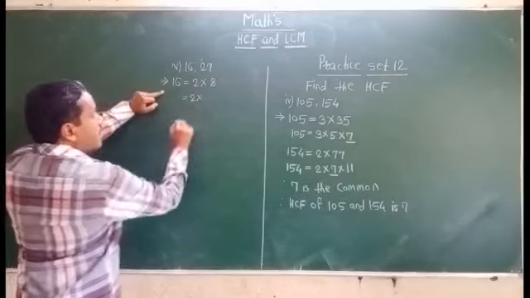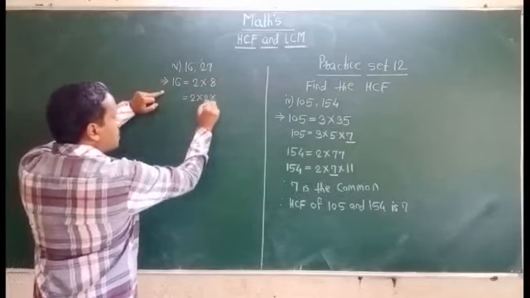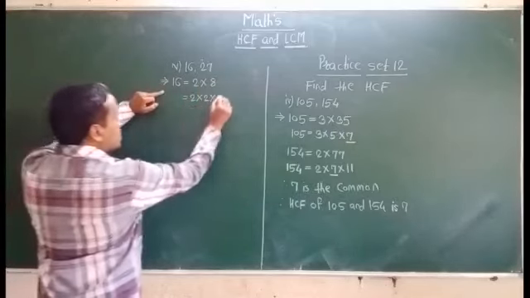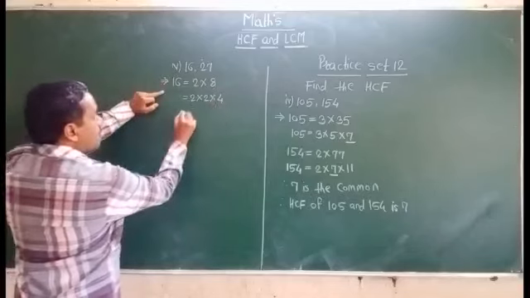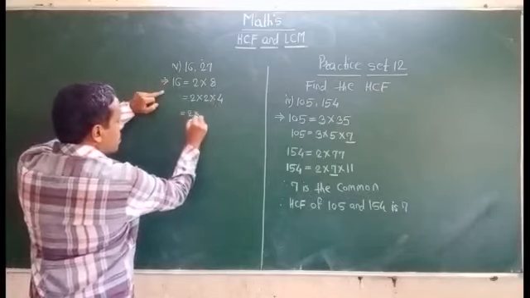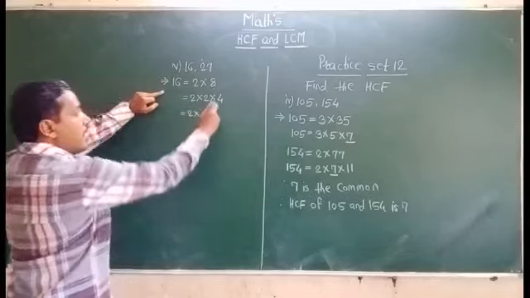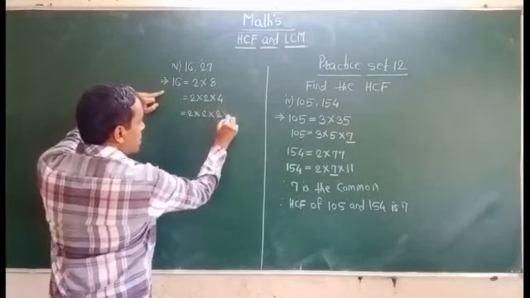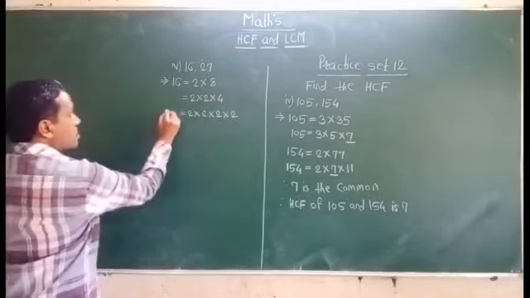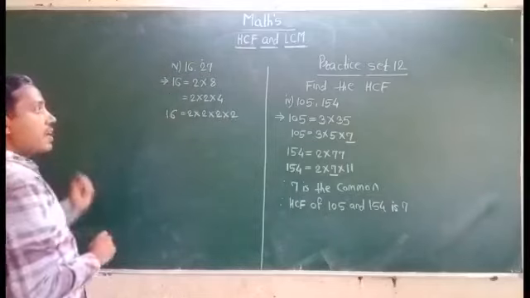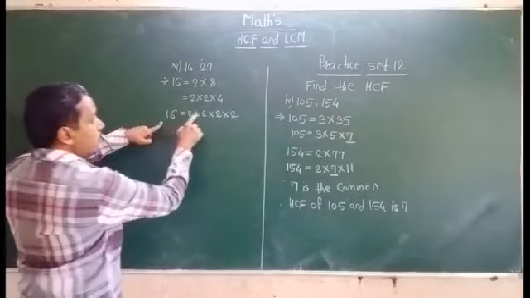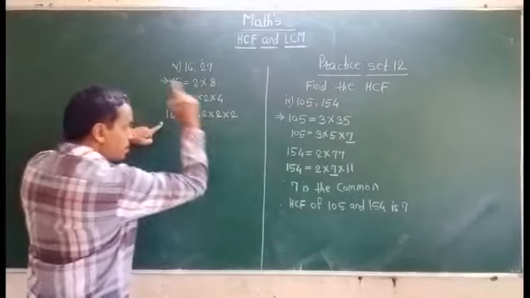8 is again divided by 2. When we divide 8 by 2, we get the answer 4. When we divide 4 by 2, we get the answer 2. So therefore, the prime factorization of 16 is 2 into 2 into 2 into 2.